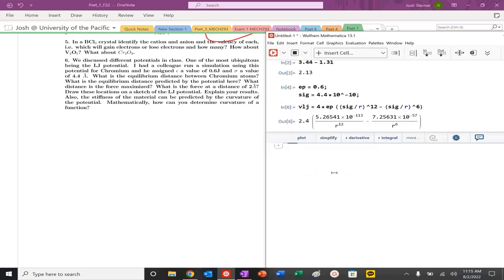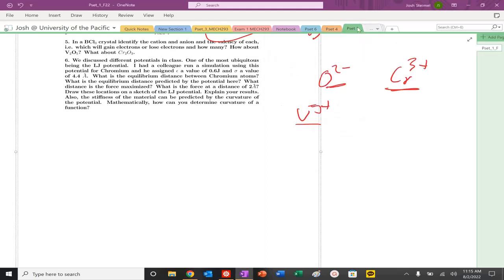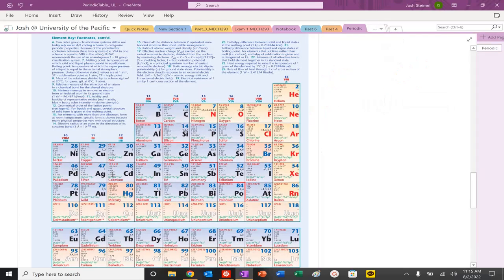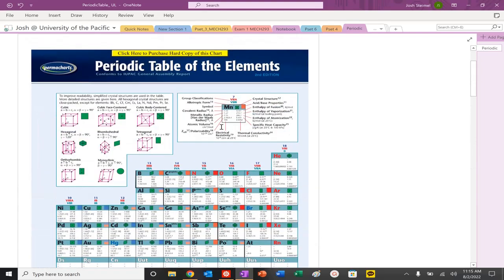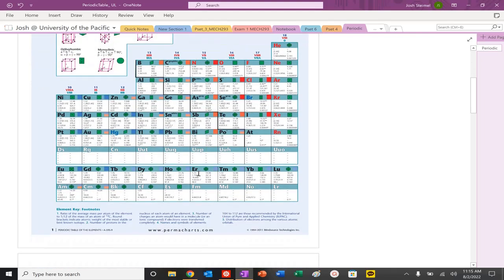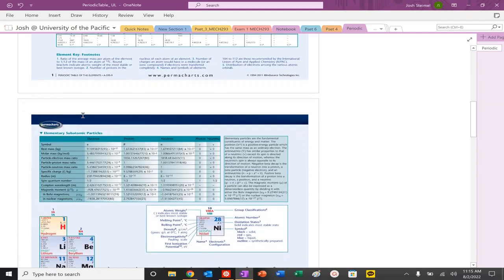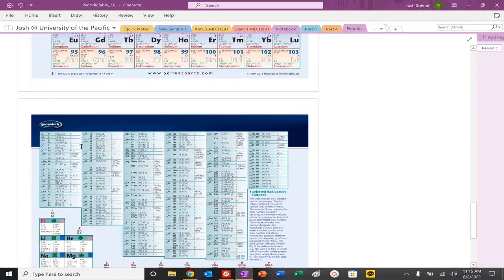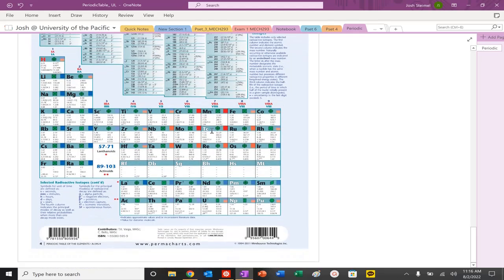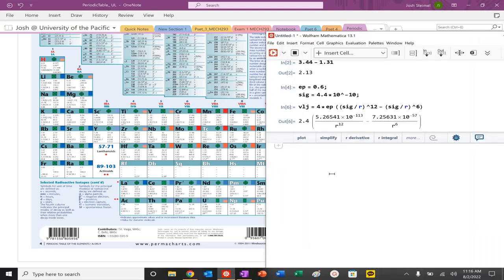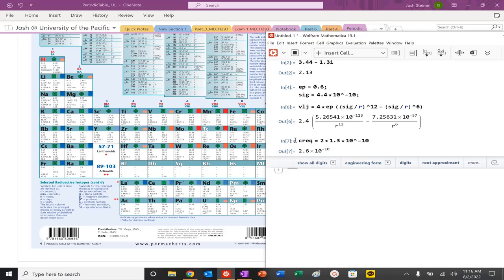And what is the equilibrium distance between chromium atoms? So we need to go back to the periodic table. I need to look at basically distances. So metallic radius is going to be the second one down here. I need chromium. Here it is. So 1.3 angstroms is my R, but I know that distance is always 2R, so 2 times 1.3 times 10 to the -10 equals CrEq. Chromium equilibrium distance is this.